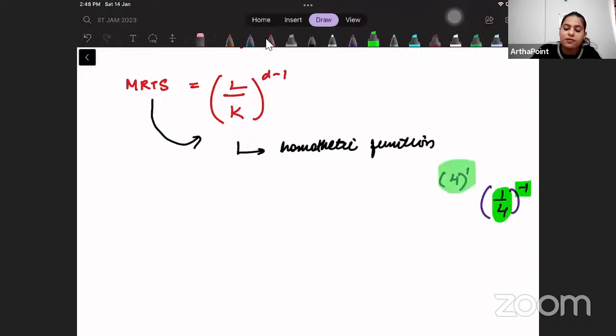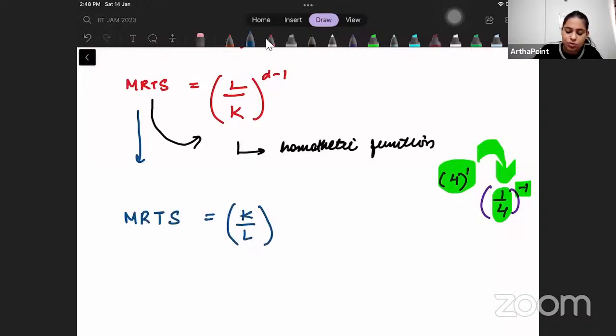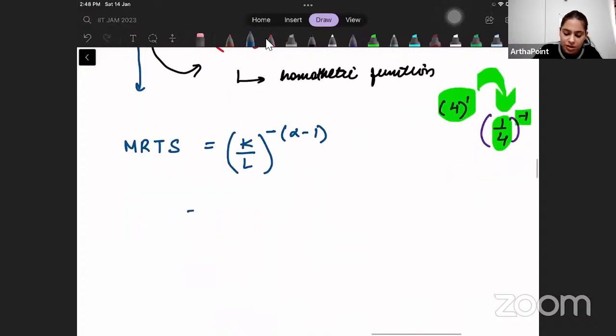So 4 to the power 1 and 1 by 4 to the power minus 1 are the same thing. So I can rewrite this as MRTS is equal to K by L to the power, I've just multiplied the power with 1. So K by L to the power 1 minus alpha. ये MRTS हो गया.